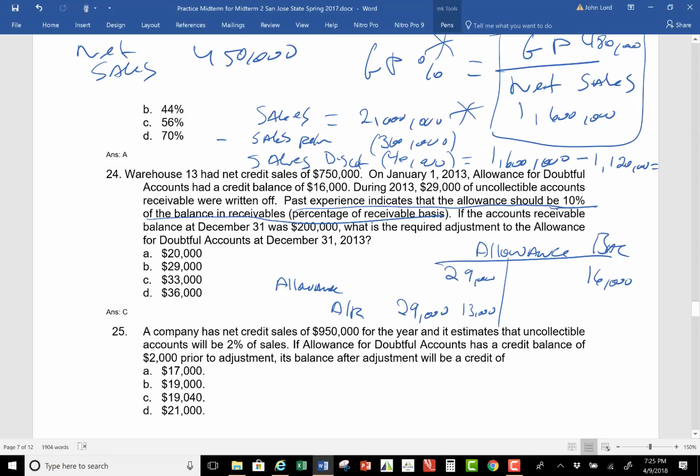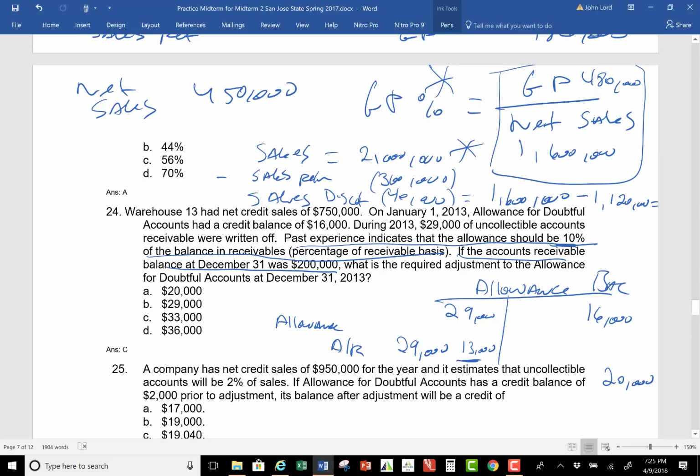And I'm telling you that I want the balance to be what? 10% of the receivable balance. Where's my receivable balance? 200,000, right? So I want there to be 20,000 in here, credit balance, and right now there's 13 showing there. So I guess I need a $33,000 credit? If I credit this for 33,000, will the balance be 20,000?